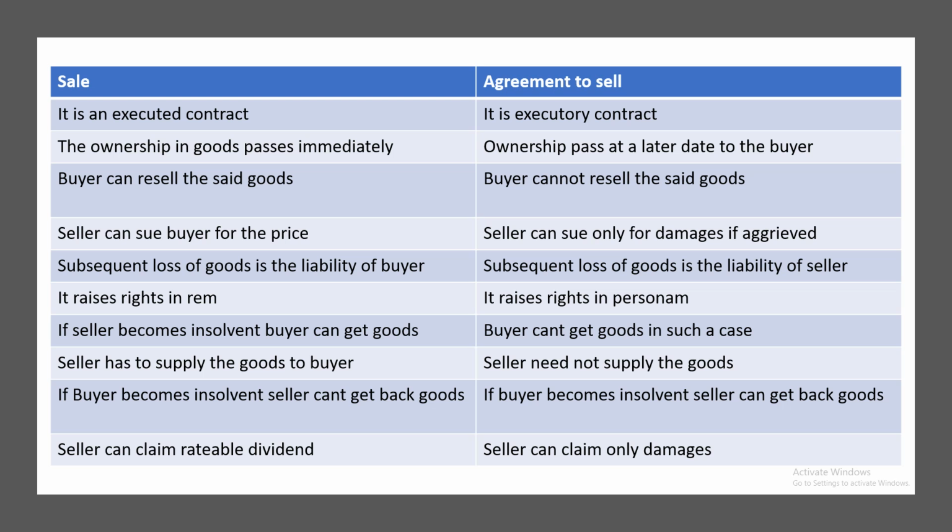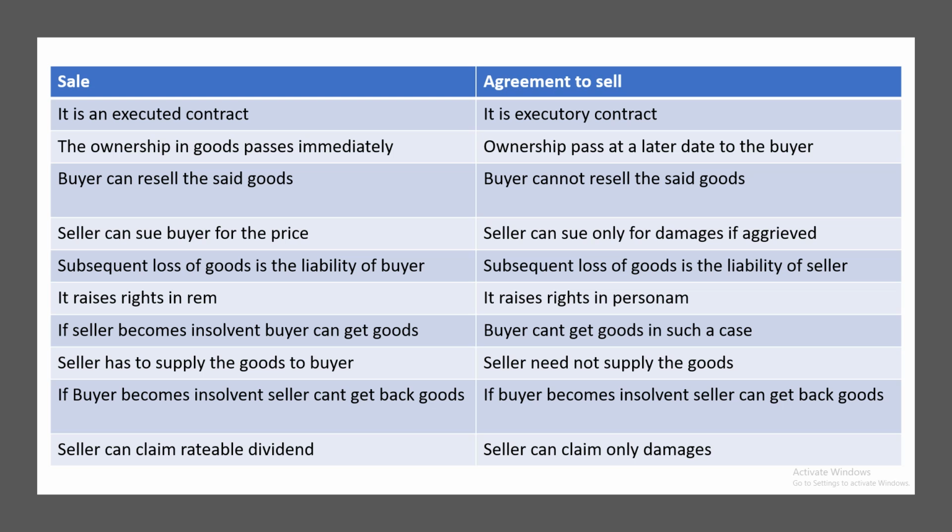Next one. Subsequent loss of goods is the liability of the buyer in case of sale, as the ownership is immediately transferred in case of sale, whereas subsequent loss of goods is the liability of the seller alone, because in case of agreement to sell, ownership will be with the seller only.